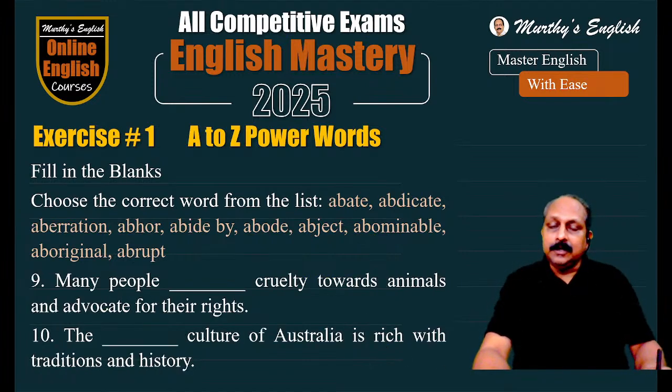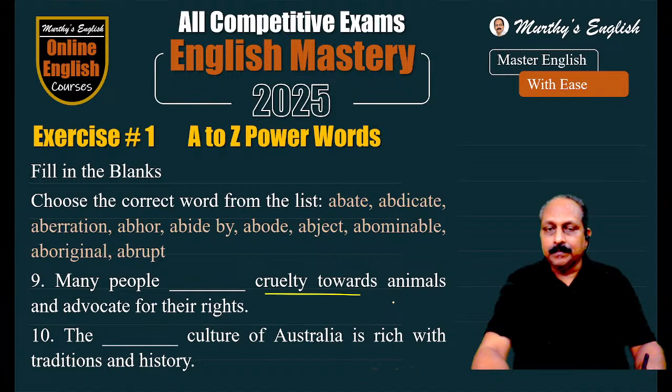Now, let us go to sentence number 9. Many people blank cruelty towards animals and advocate for their rights. Many people, you should understand, don't like cruelty towards animals, and based on that, they advocate for their rights. They fight for their rights. Understand the sentence, understand the context, try to answer. Many people do what?